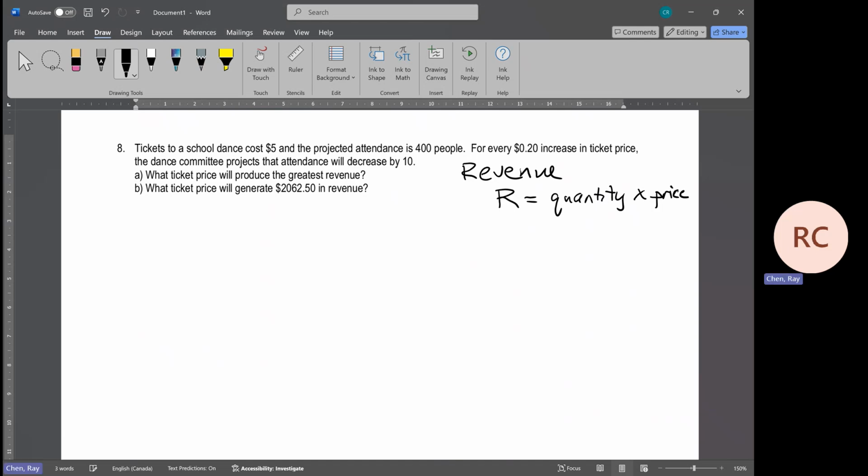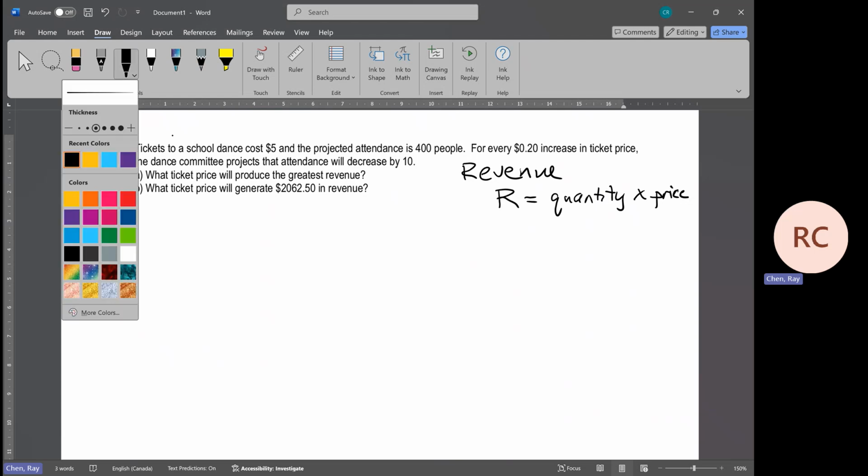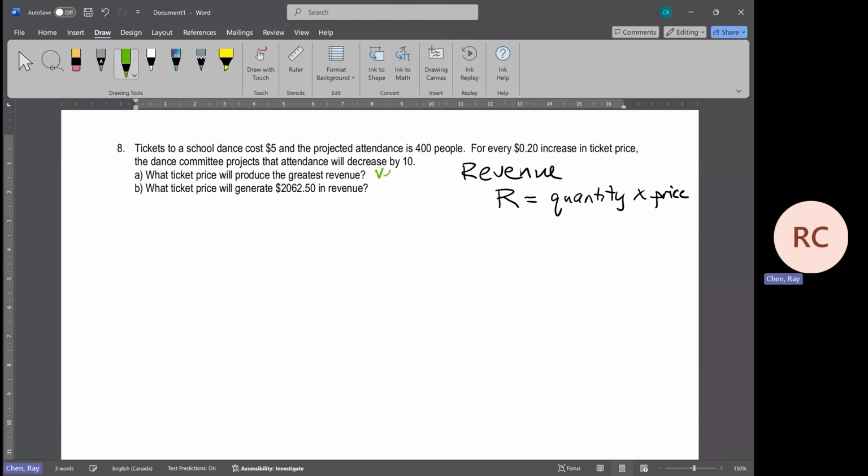So for question A, we want to find out what ticket price will produce the greatest revenue. Again, this question is actually asking for the vertex. One more time, there are many ways of doing this, but for this one, it's kind of difficult because we actually have to set it up.